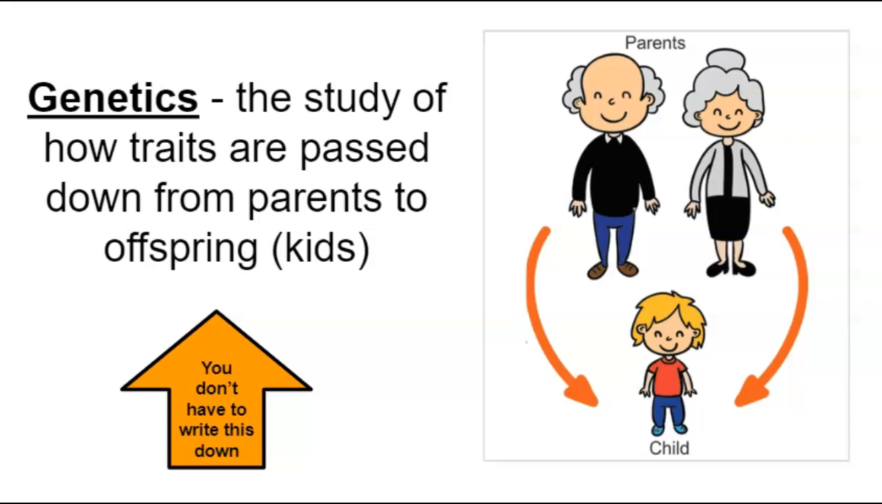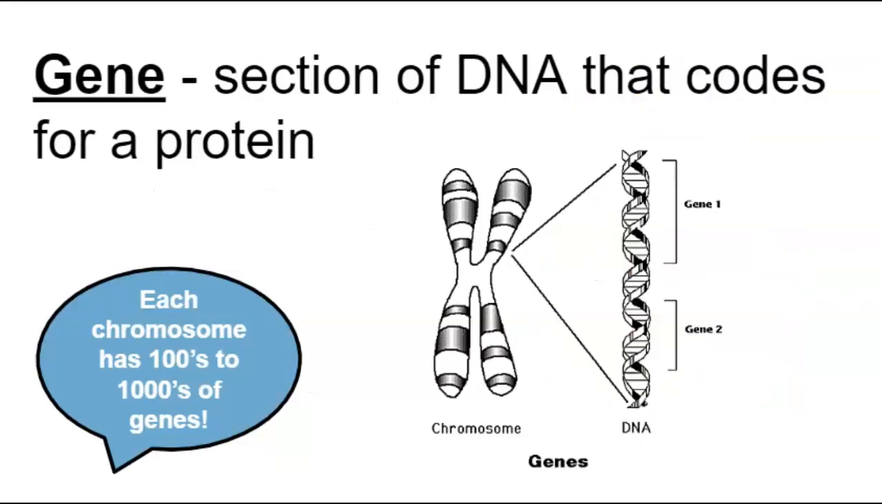In the word genetics, we see the word gene. So we need to talk about what a gene is. A gene is a section of DNA that codes for a protein. You'll notice I have a picture of a chromosome here. And we know we have 46 chromosomes in each cell in our body. A gene is a section of that chromosome. Remember, each chromosome's got thousands and thousands of genes.